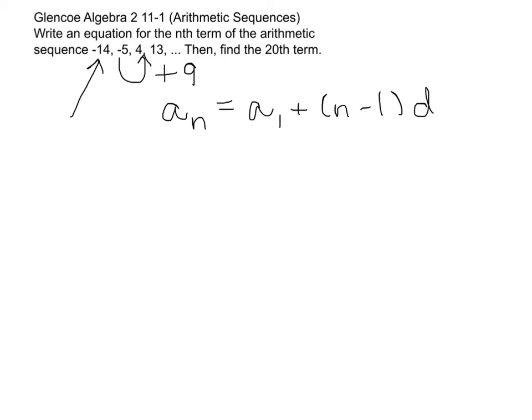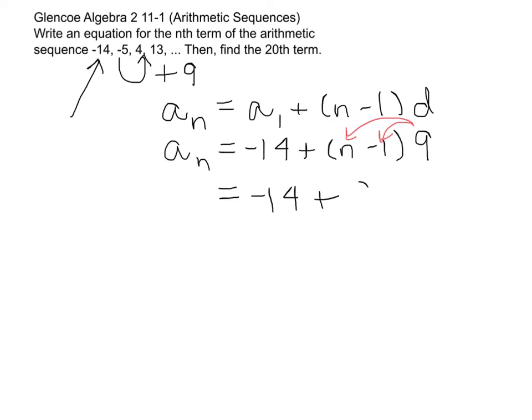So I'm now going to fill in my missing information in my explicit formula. That's another way of explaining what an nth term equation is. My first term is negative 14. I'm going to leave it as n minus 1 because I'm not yet trying to find the specific term. My common difference is 9. I'm going to distribute the 9 into my expression, so I have 9 times n, and negative 1 times 9 gets me negative 9.